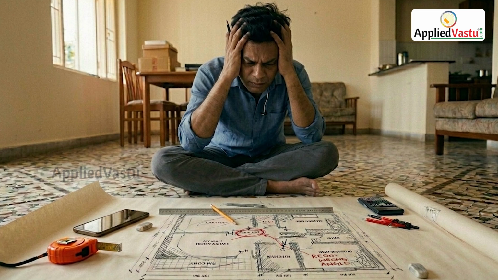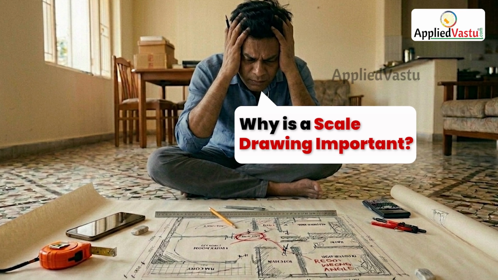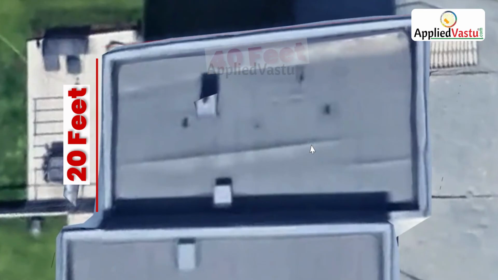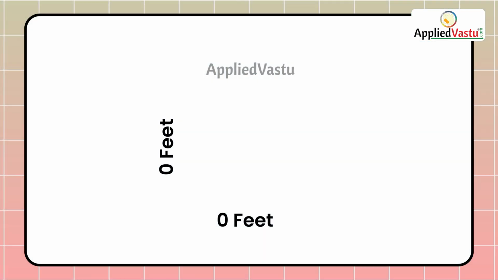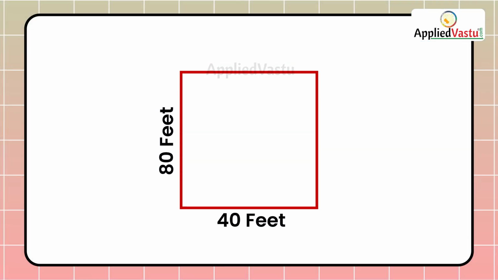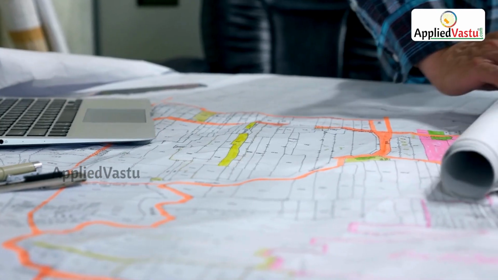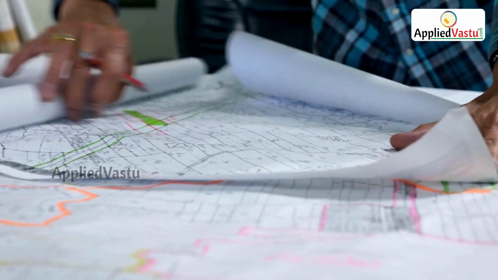Now the question is, why is a scale drawing important? Suppose a property is actually 20 feet long and 40 feet wide, but while drawing it, if both sides are drawn equally like a square, or if any side becomes wider or shorter, then that is not a proper scale drawing, and it can also affect your Vastu analysis.